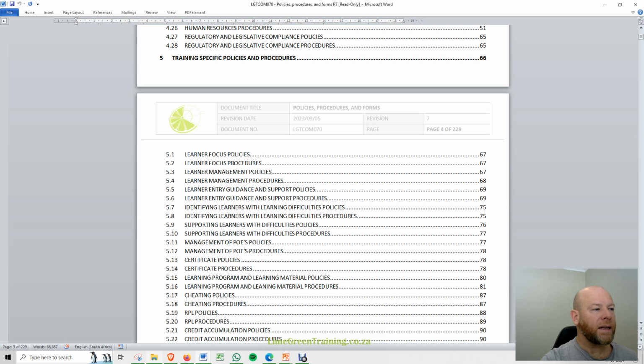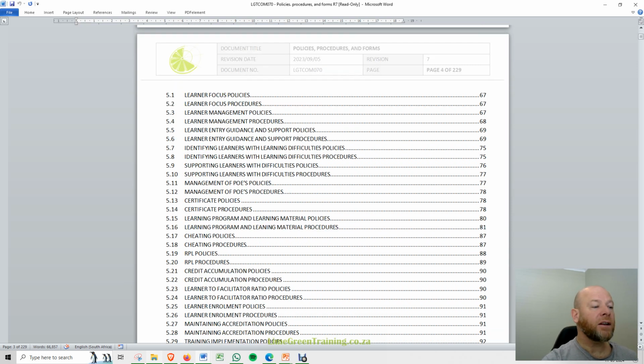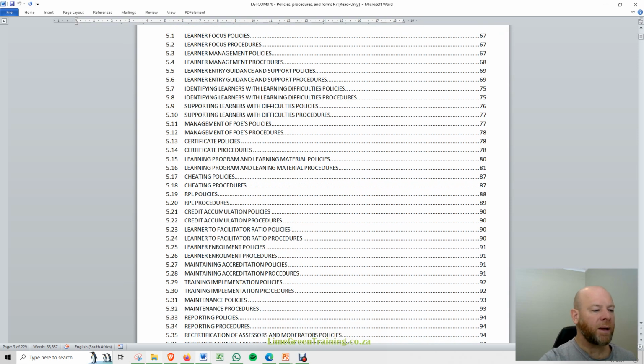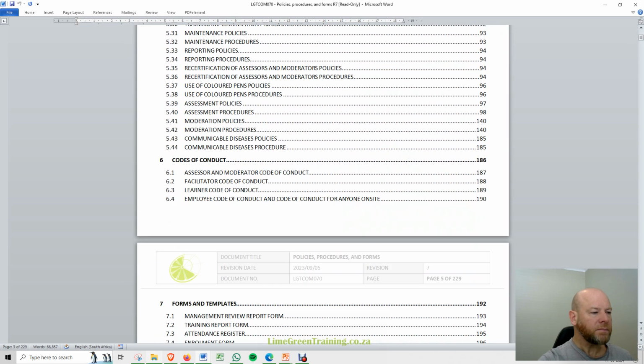There are training specific policies and procedures. So this is learner focused policy and procedure, learner management policy and procedure, identifying learners with learning difficulties, management of POEs, certification policies, RPL, a policy and a procedure for everything you do, assessment, moderation, everything. Codes of conduct, the assessor, the facilitator, the employee all have a code of conduct, even the learner has one.